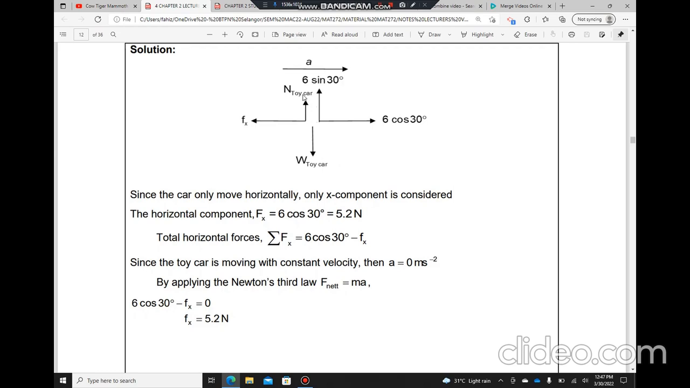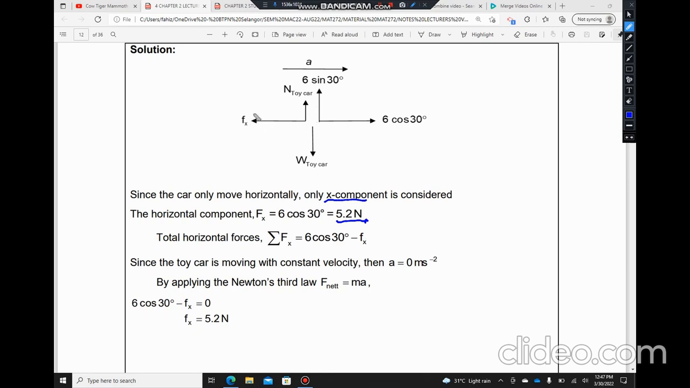So the horizontal component Fx equals to 6 cos 30. So kita just ambil 6 cos 30. Kita abaikan yang 6 sin 30 sebab yang tu secara vertical. Okay, so this one only X component. So you get here 5.6 Newton. Okay, total horizontal forces 6 cos 30 degree minus Fx.